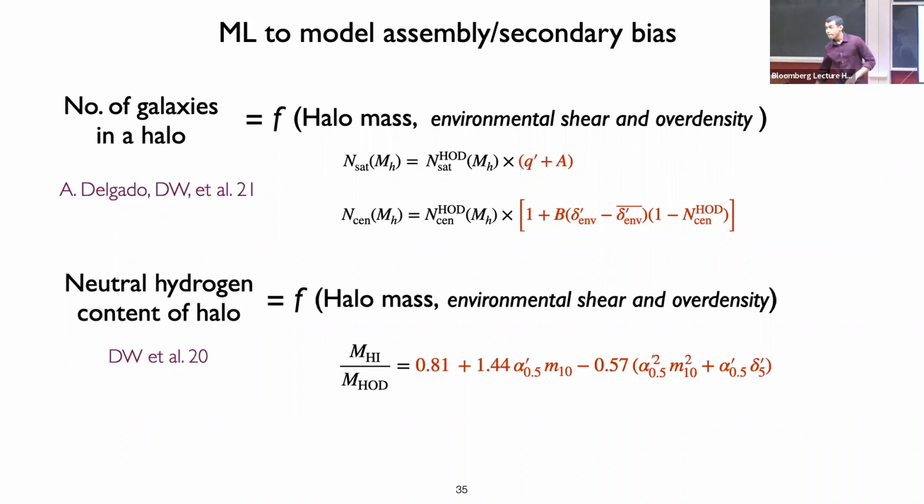What is the environmental shear? Oh, this is just the anisotropy at the location of the halo. So you can have the halo being in an overdense environment or in a sheared environment. So, I mean, one thing is the symbolic regression picked up shear instead of the overdensity, suggesting that it may be a better predictor of the number of galaxies. Okay.